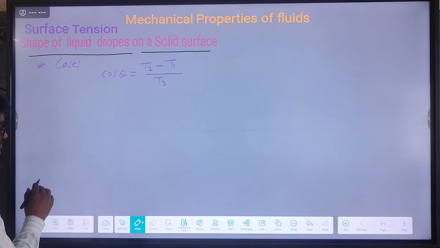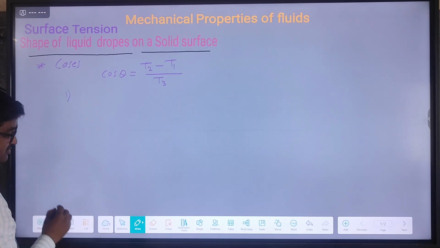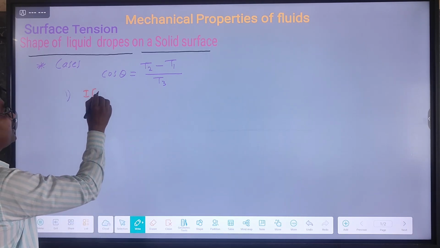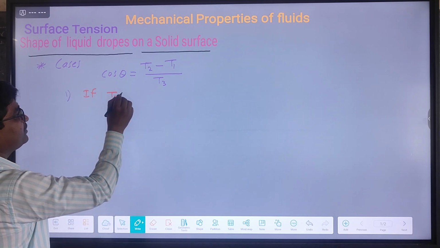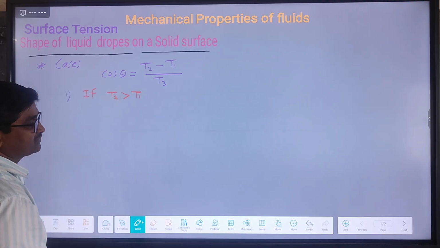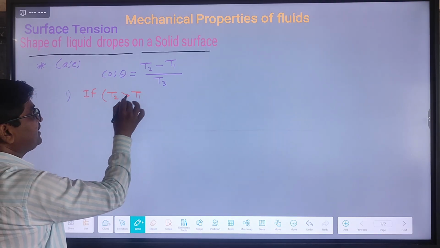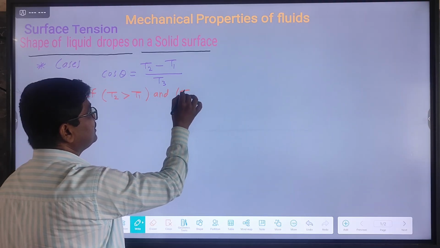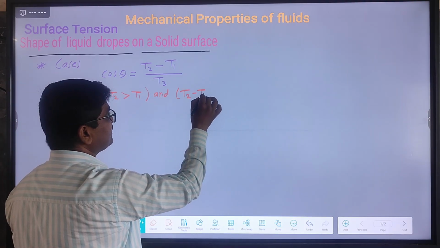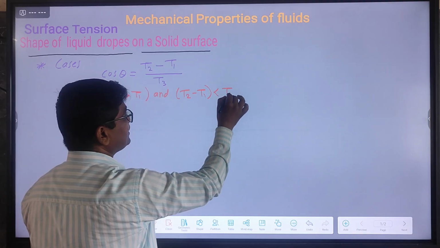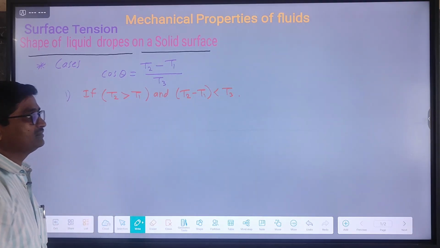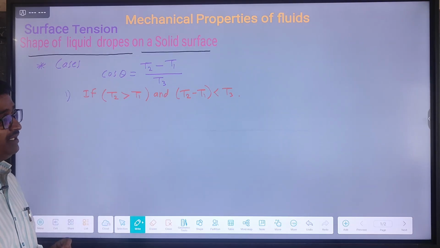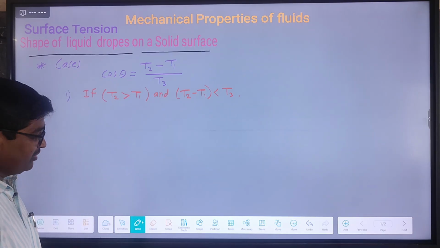Now the first important case: if T2 is greater than T1, imagine that, and the value of T2 minus T1 is less than T3. This is the first case. What happens if T2 is greater than T1 and T2 minus T1 is less than T3? You remember that.